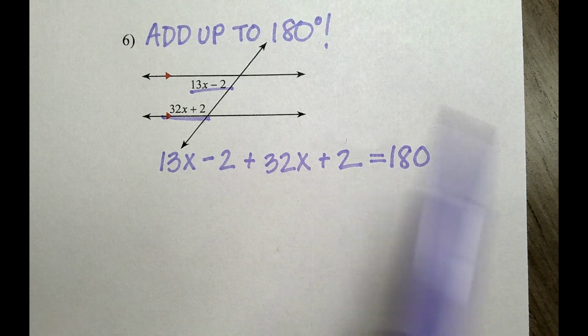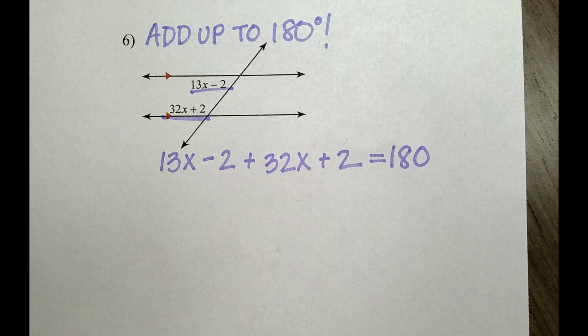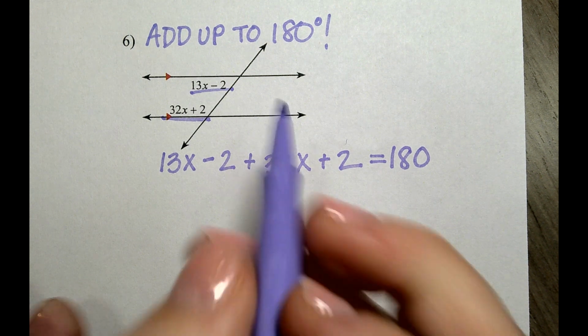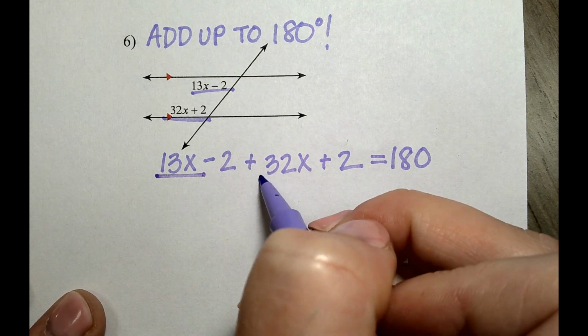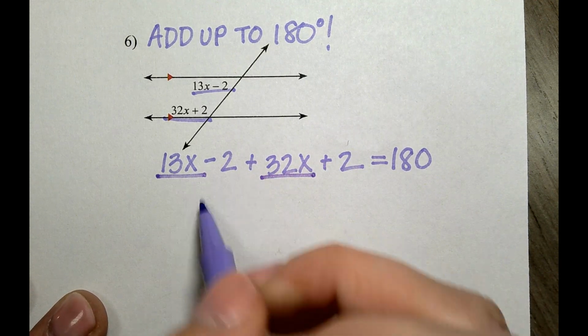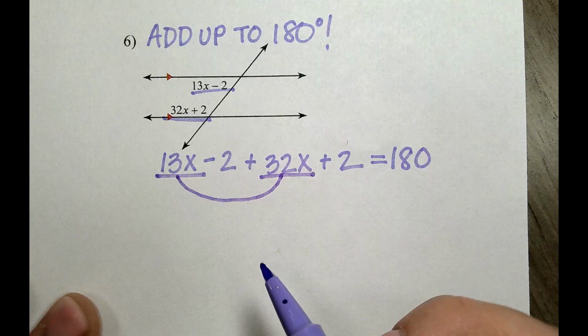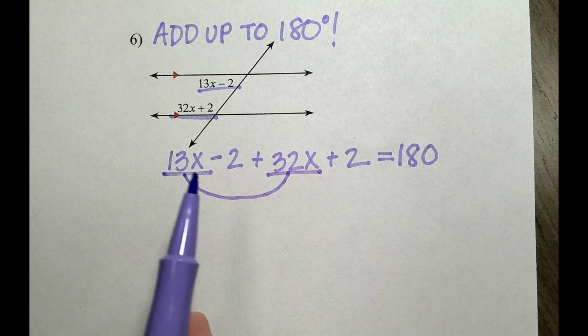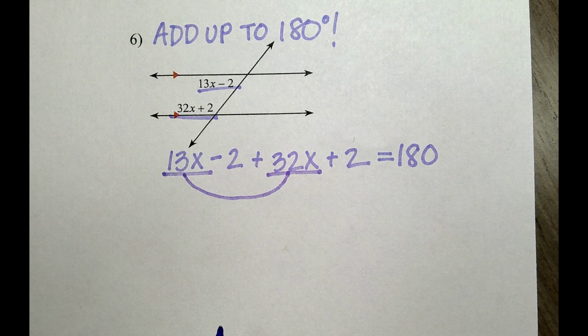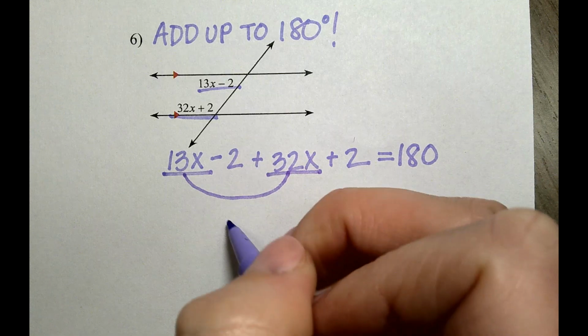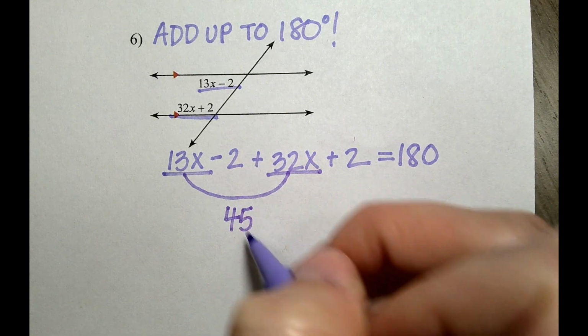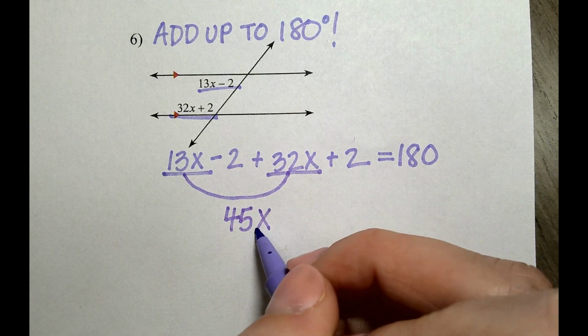So our equation is written. Let's start with our x's. Do we have like terms that are x's that should be combined? Yes, 13x and 32x. We need to combine these. And what is 13 plus 32? 45. So now I have 45x.